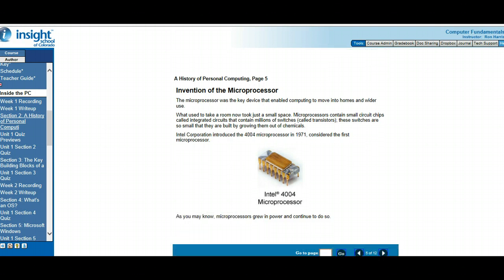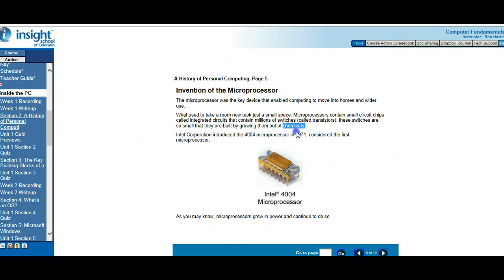The invention of the microprocessor. The microprocessor is what allowed computers to move into homes. The original computer had to go into a large space like a house or something. Microprocessors are small circuit chips called integrated circuits that contain millions of switches. These switches are built by growing them out of chemicals. So that's an answer to the Class Connect Write-Up question. So these switches are built out of chemicals.